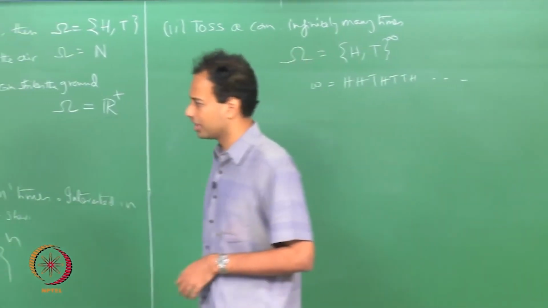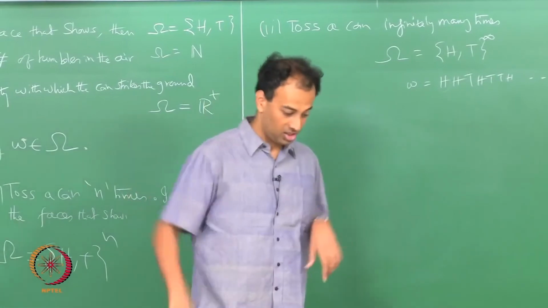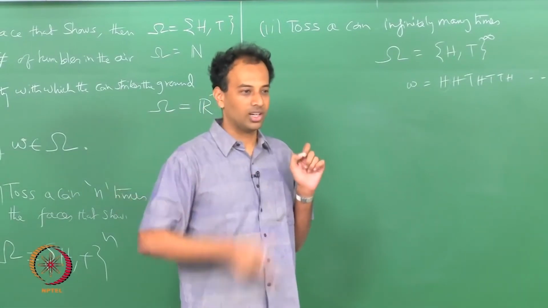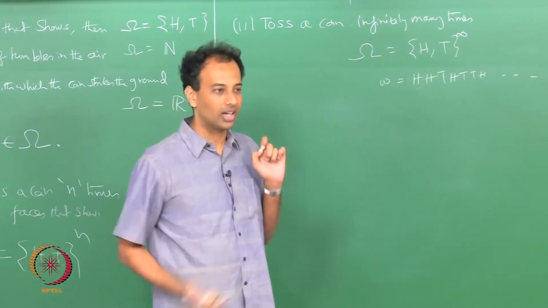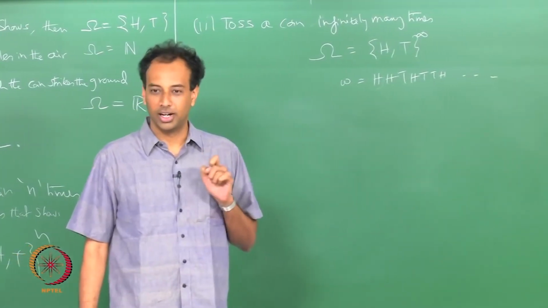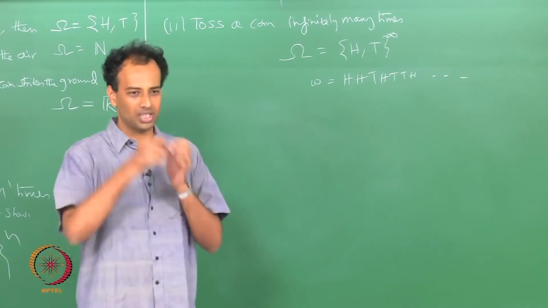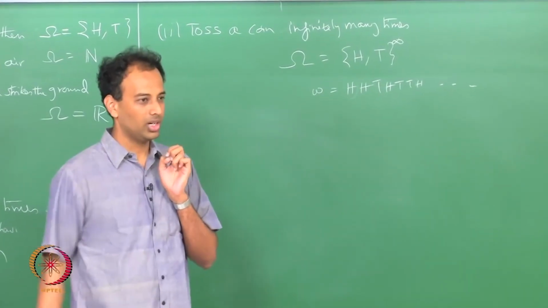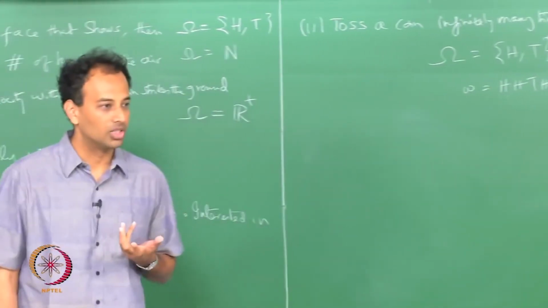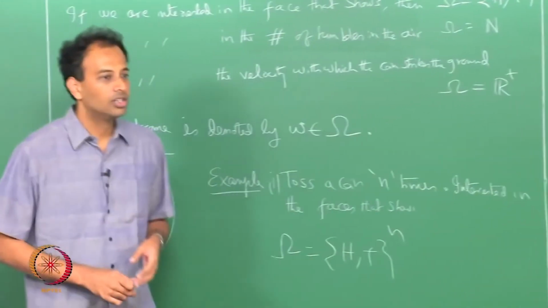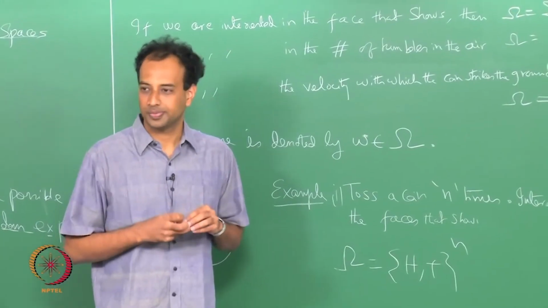So, there are many examples you can give. You can take a line, you are throwing darts at the line, and let us say it is the 0 1 interval. The elementary outcome will be some real number between 0 and 1, and the sample space will be in fact that interval itself, another uncountable sample space. So, these are some examples.